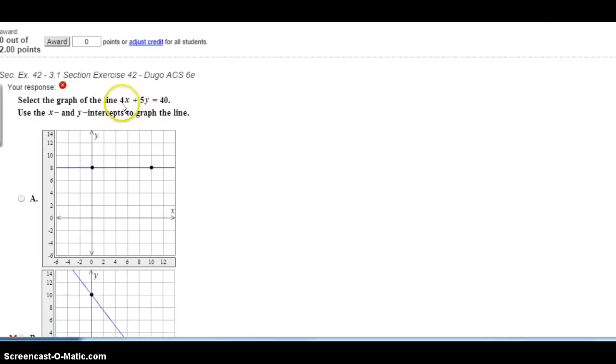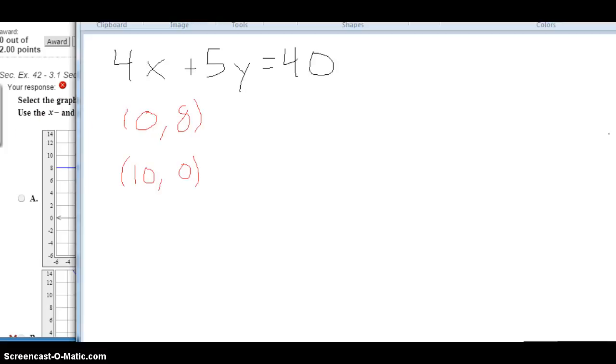For this problem, we're supposed to graph 4x plus 5y equals 40, and it suggests that you use the y and the x intercepts. So 4x plus 5y equals 40. To find the intercepts, first for x, plug a 0 in for x and solve for what y has to be. If x was 0, you'd have 4 times 0, which is 0, plus 5y equals 40. So if 5 times y equals 40, that means y has to be 8. So you just plug a 0 in for x and you get one of the intercepts.